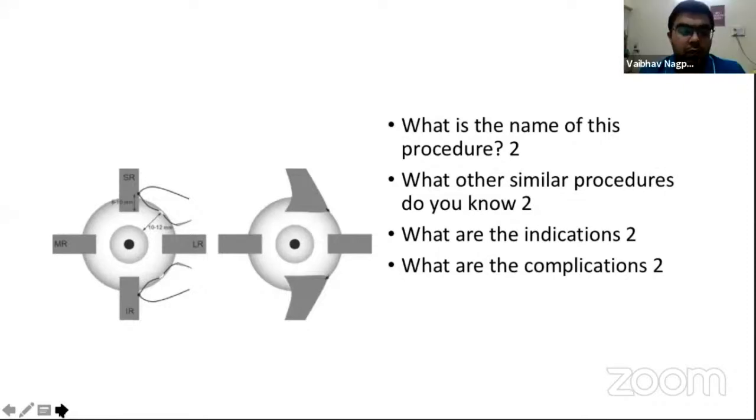This is a Foment's augmentation procedure, done for lateral rectus paralysis. And what are the similar procedures you know? This is not the answer, but your indication is very good. Indication is a lateral rectus palsy. Hummelsheim procedure and Jensen's procedure are the other 2 procedures. Excellent, excellent.